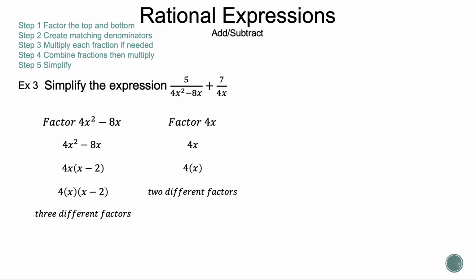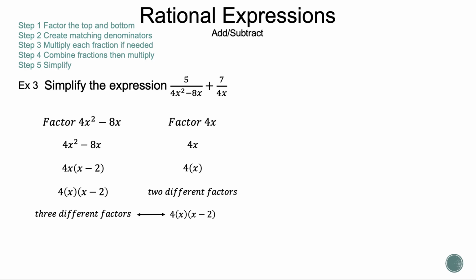So which factor do you think we need to multiply 4 times x by to get 4 times x times the quantity of x minus 2? That's correct, the quantity of x minus 2. So now we have 3 different factors, and it matches the other denominator.